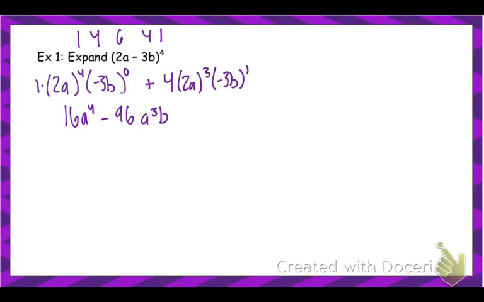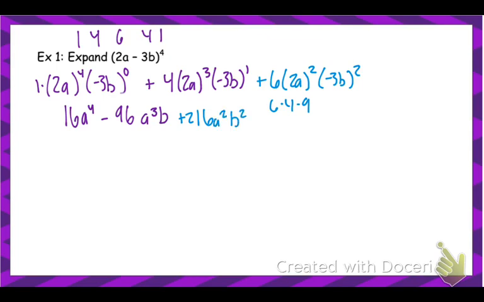All right, so now let's go to our next term. Let me switch up colors so we know which one goes with which. So I have coefficient. Next coefficient is 6. 2a gets an exponent. That exponent's going to be smaller. That one's now 2. Negative 3b gets an exponent. That one goes higher. That one's now 1. So now I have 6 times 4 times 9, which should be 216. And then I've got a squared, b squared.